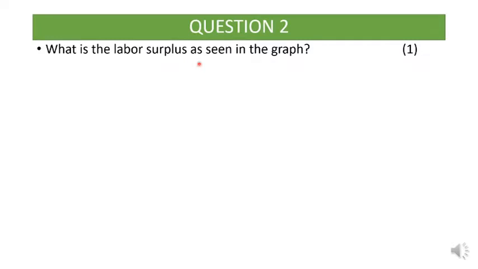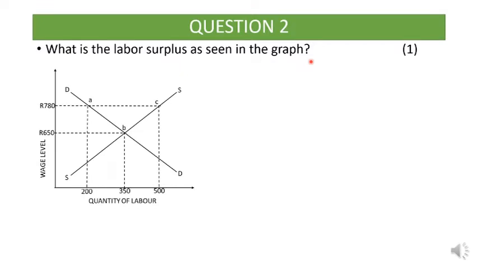What is the labor surplus as seen in the graph? So we are bringing back the graph here. Labor surplus. How do we calculate labor surplus? Okay, we ignore this figure, the one that talks about the equilibrium, because there is no surplus here. Surplus, we get it after the equilibrium. So this is the supply of labor. It increased to 500. But what has been demanded is 200.